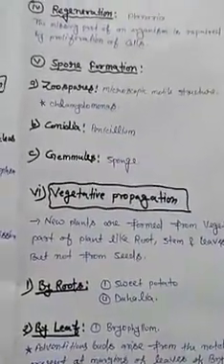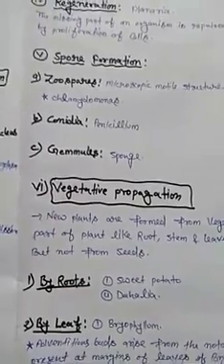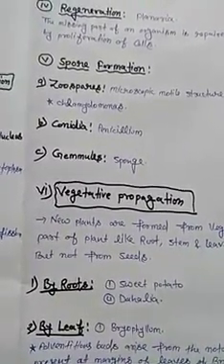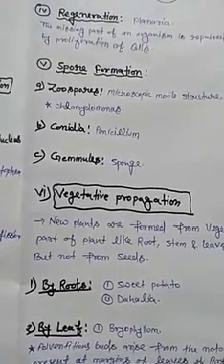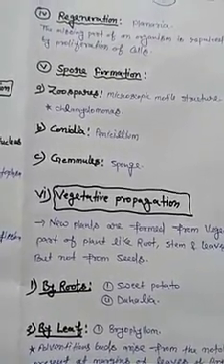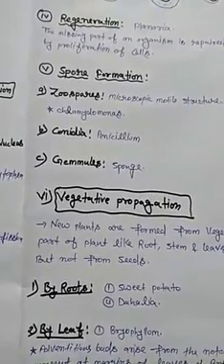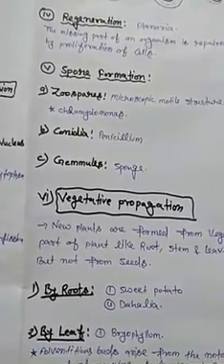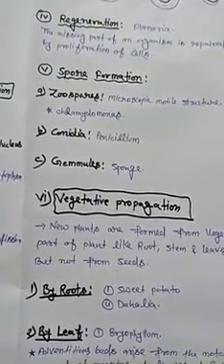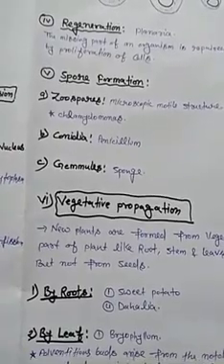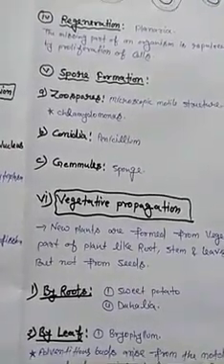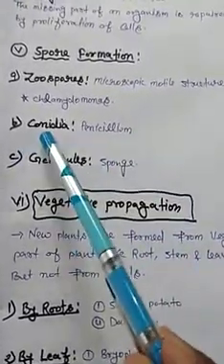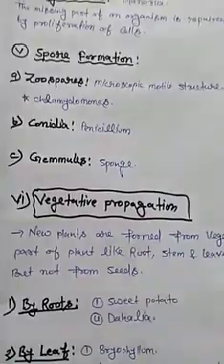Next type of spore formation is conidia. Conidia are asexual non-motile spores cut off externally from the tip of special hyphae called conidiophore. An example of conidia is penicillium.